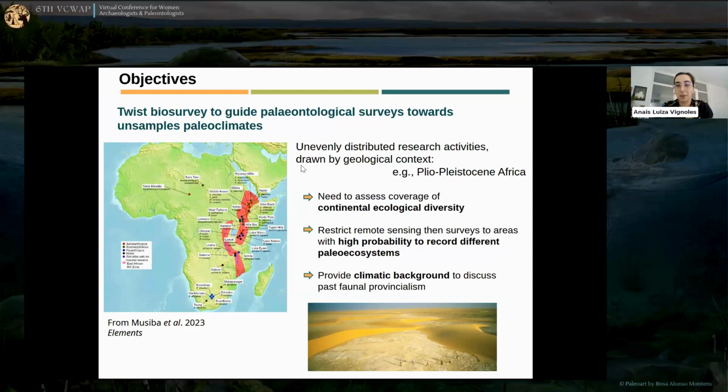So the idea of using biosurvey to do that was to assess coverage of continental ecological diversity. Then it will also help us restrict remote sensing and surveys to areas with a higher probability to record different paleoecosystems. And finally, it can also provide a climatic background to discuss past faunal provincialism.